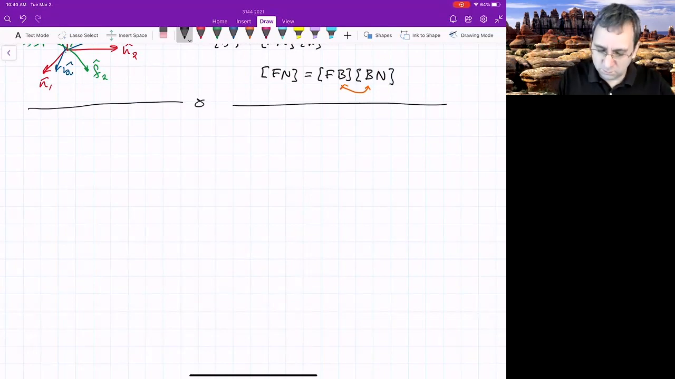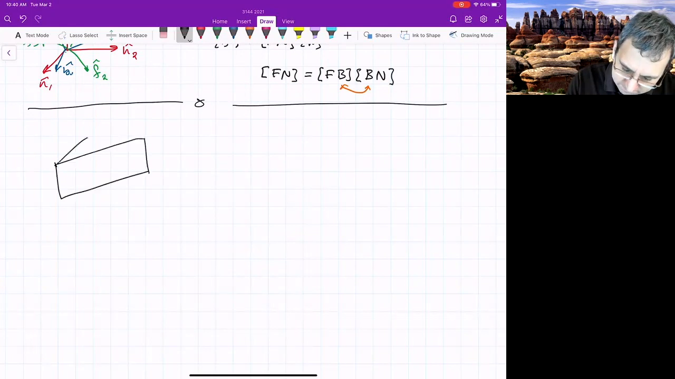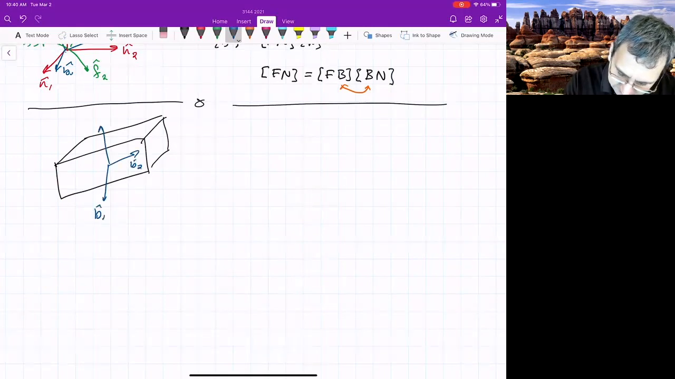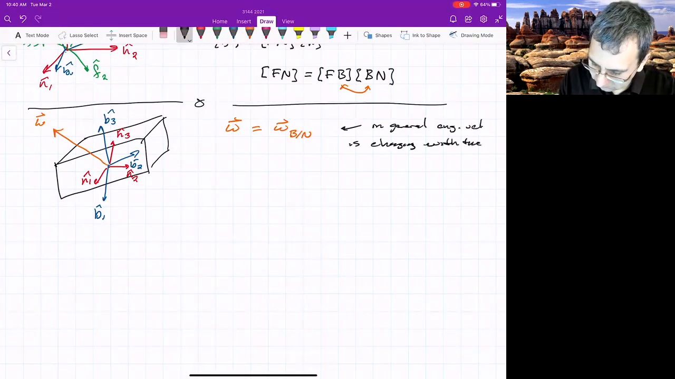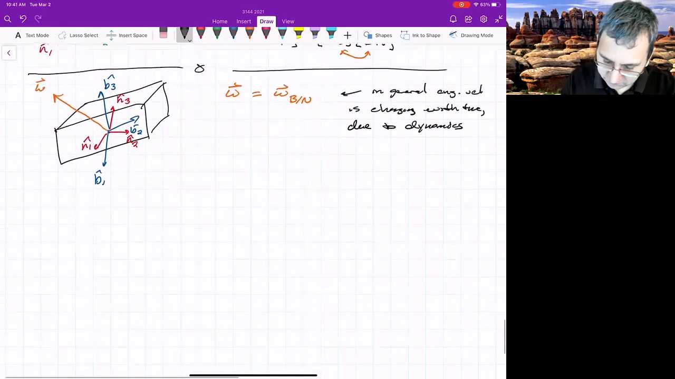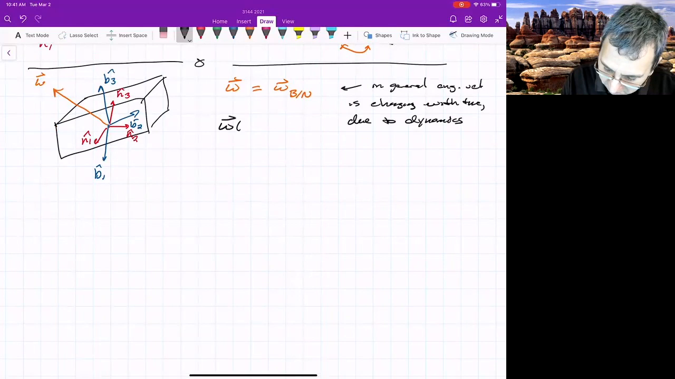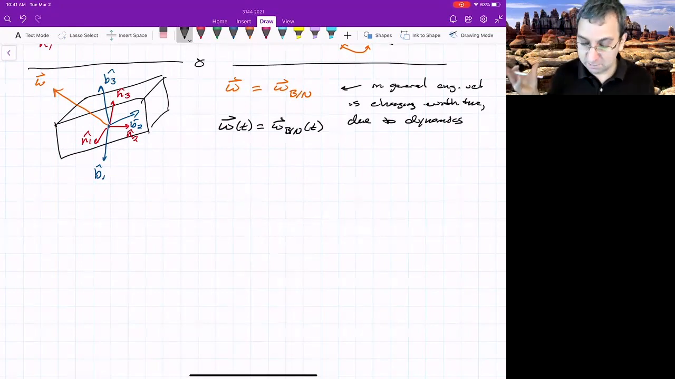So to describe that, it's probably good to draw a picture here. Here's my favorite shape. I don't know if these are perpendicular to the faces or not, but there it is. Then there's some inertially fixed directions. And then there's some angular velocity. This angular velocity vector relates the B and the N frame. So that's the notation we've used. In general, it's changing with time. How is it changing with time? It's changing with time due to dynamics, which we'll get to later in chapter 4, but it will be changing with time. So we could say omega is a function of time. The angular velocity that relates the B frame with respect to the N frame is changing in time.